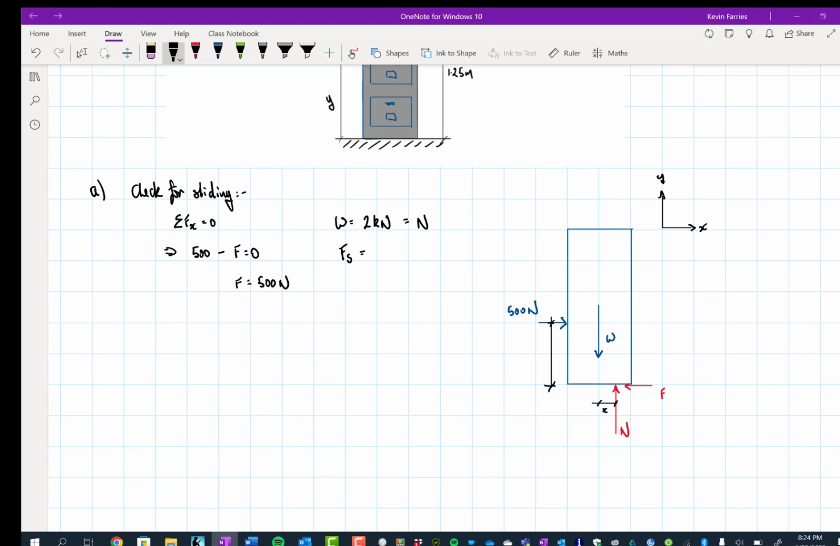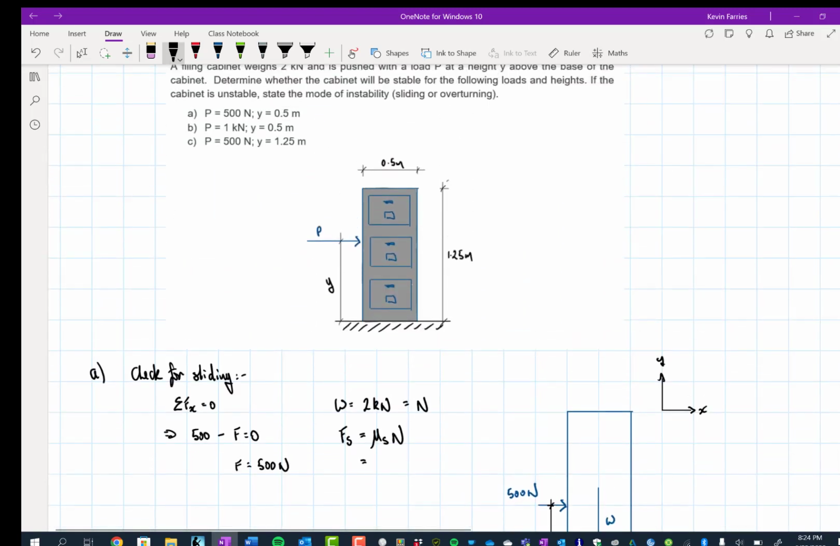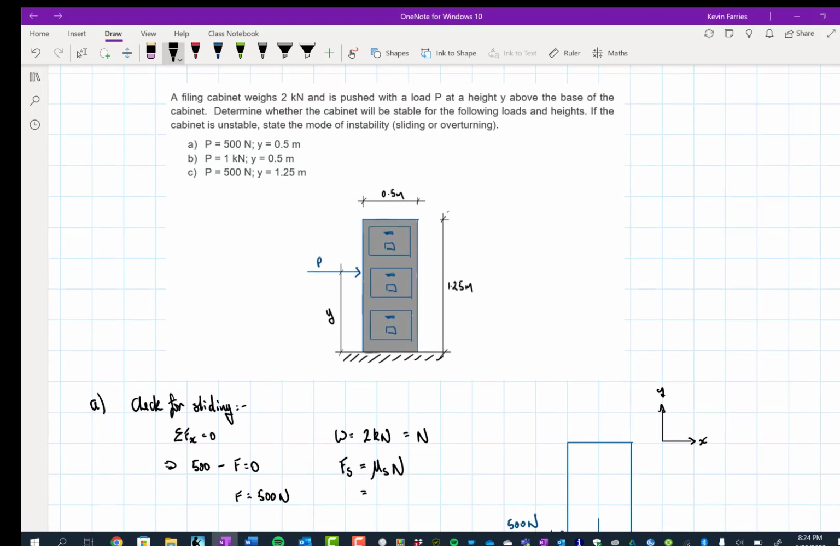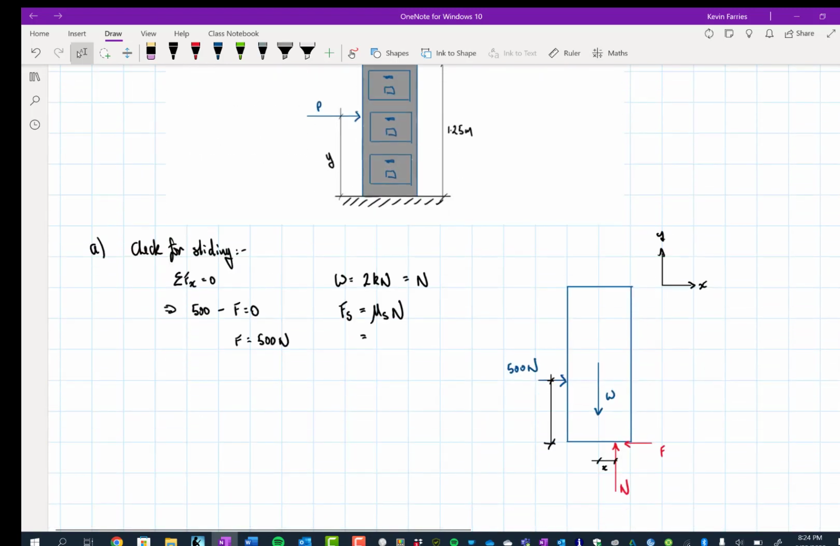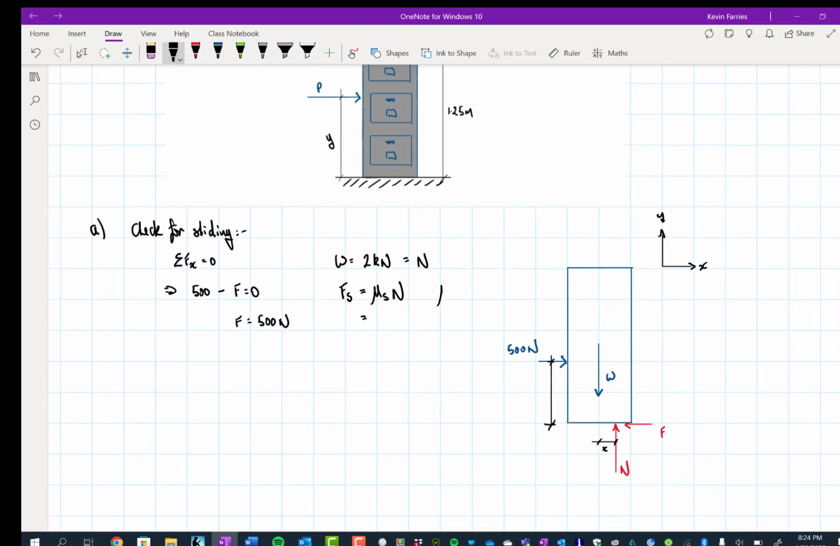And then we're going to get Fs is equal to the coefficient of friction times the normal force, which is equal to, does it give us a coefficient of friction? It hasn't. I'll fix that. So we'll assume the coefficient of friction is equal to 0.4. It should have been given in the question. So Fs is 0.4 times the normal force of 2 kilonewtons, which is equal to 800 newtons. So it's 0.8 kilonewtons, 800 newtons.